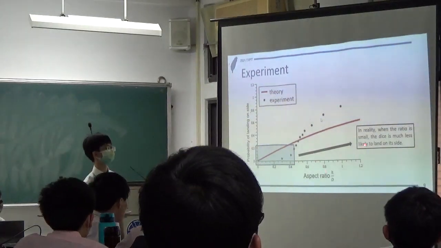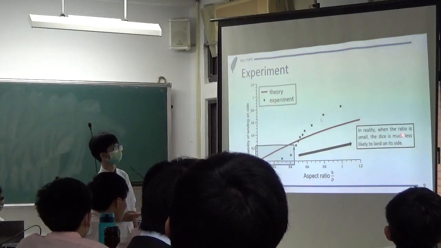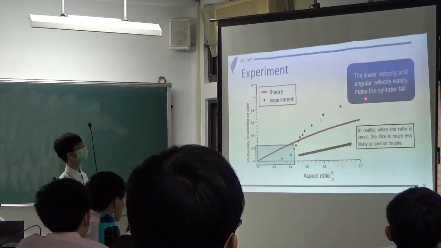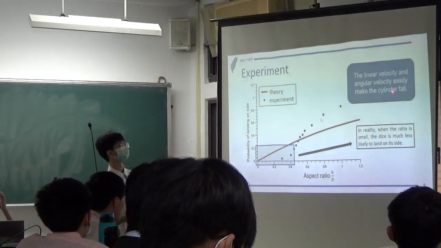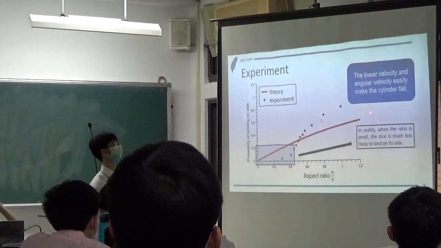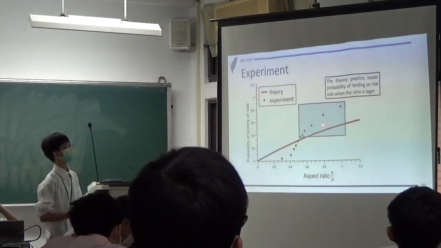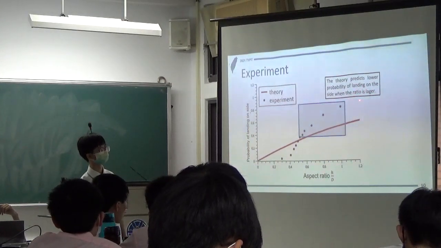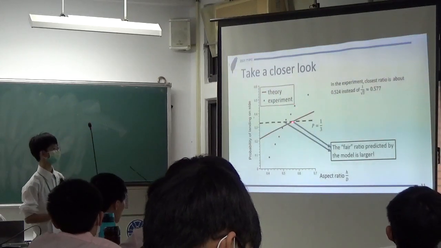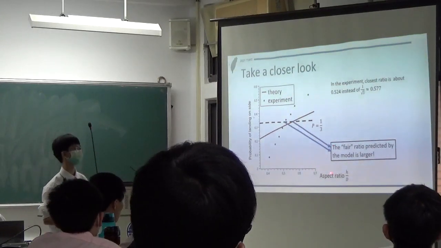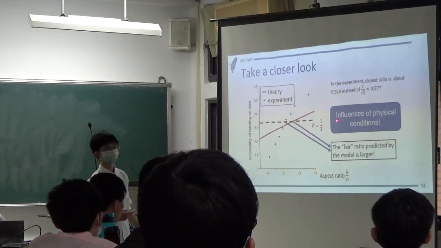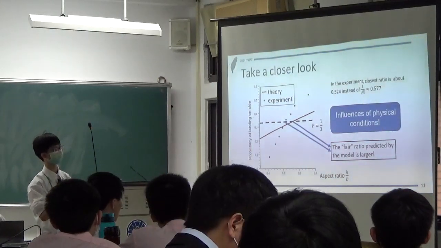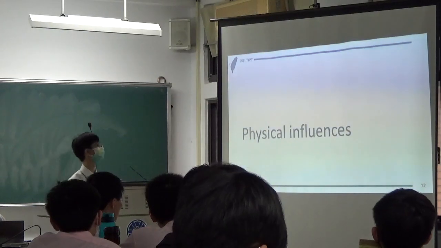So at this part, in reality, when the ratio is small, the dice is much less likely to land on its side, which is because the linear velocity and angular velocity easily make it fall flat. And this part shows the theory predicts a lower possibility of landing on its side when the ratio is larger. So we take a closer look. That shows the fair ratio predicted by the model is larger. So there is definitely some influence of physical conditions. So let's talk about it.